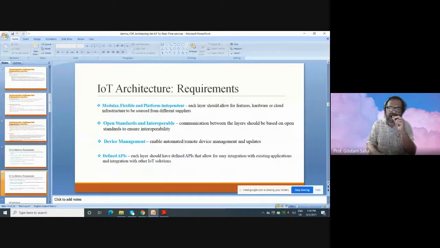Now, the IoT architecture must be modular and flexible. Flexible means I can easily take one component out. I can make things platform independent. Of course, it has to be platform independent, otherwise network heterogeneity cannot be handled. It must support open standard interoperability, and device management should enable automation.